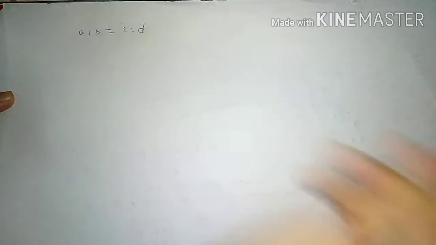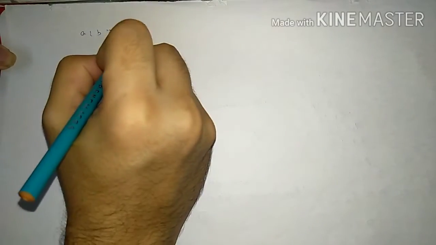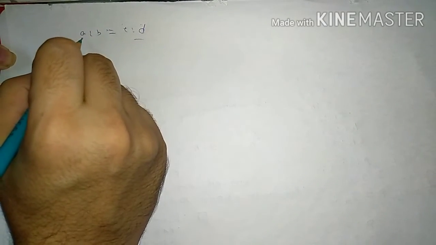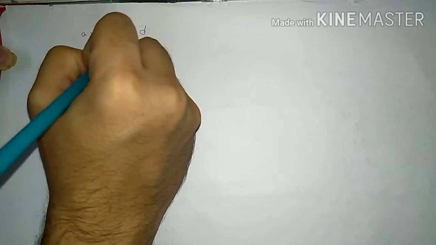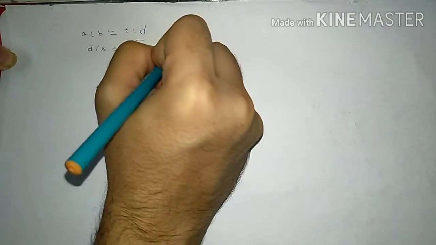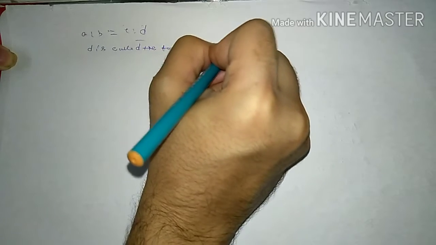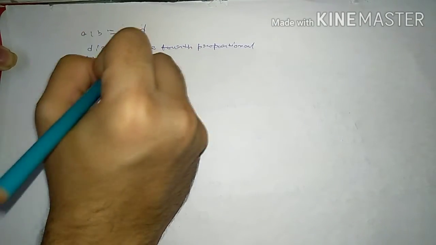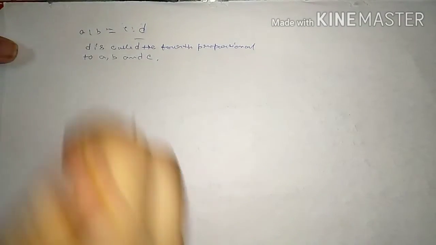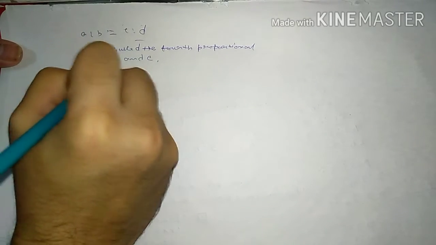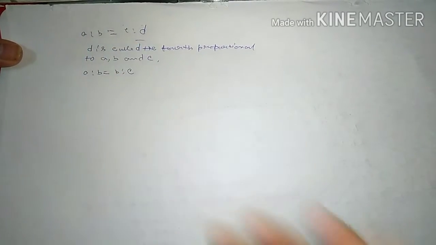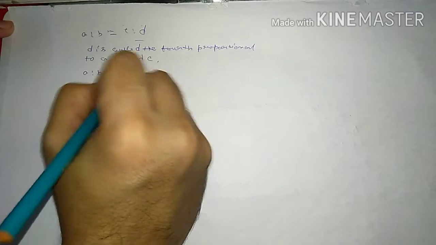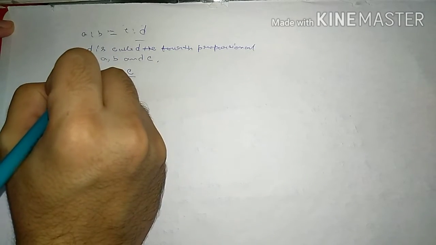Now let us consider A is to B equals C is to D. Here D is called the fourth proportional of A, B, C. Let us consider A is to B equals B is to C. Here C is called the third proportional to A and B.